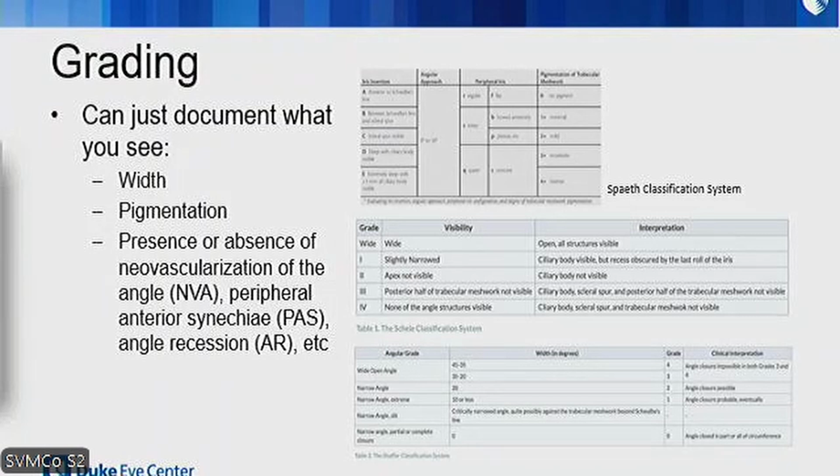Is it even, is it patchy? Most people usually have about a 2+ pigment, but for example, in pigment dispersion syndrome, you'll see increased pigment in the inferior angle. So that's important to note. And then the last thing is I note either the presence or absence of any other structure. So for example, PAS, NVA, or angle recession.